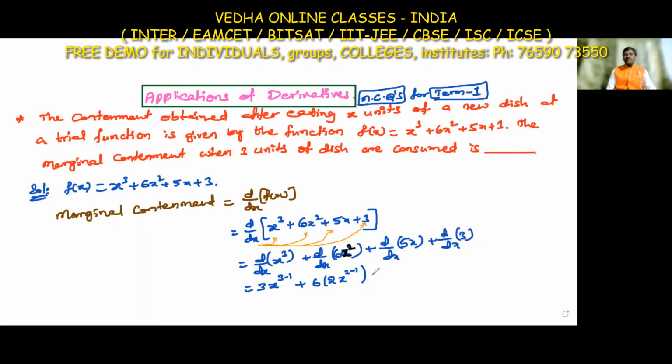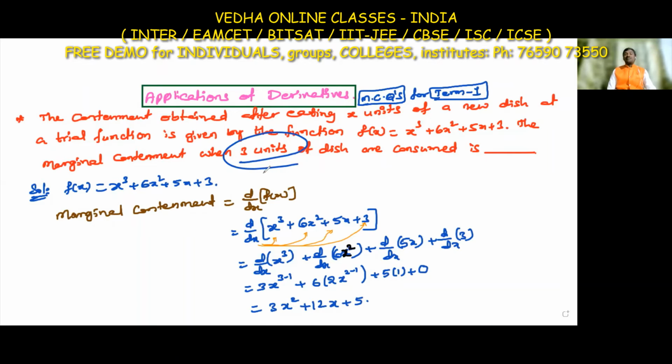Now 5 is outside and d by dx of x, the derivative of x, is equal to 1, plus the constant. 3 is a constant here. There is no variable, that's why it is a constant. d by dx of a constant is 0. So that means here 3x power 2 plus 6 into 2, that is 12x, and plus 5. Okay, this is the marginal containment.